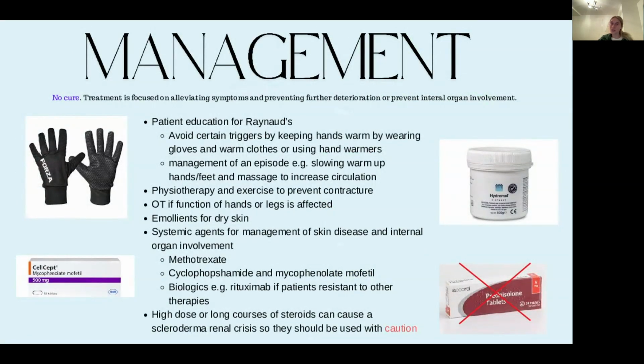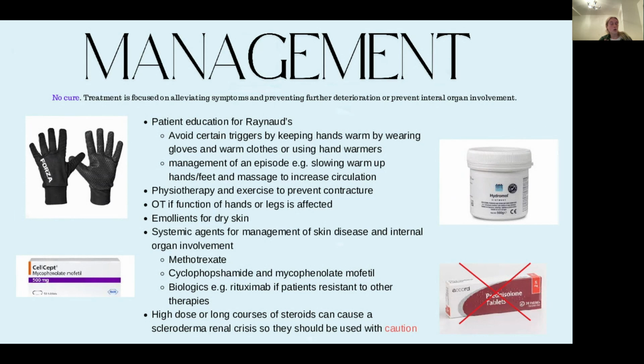Management-wise, there's no cure for systemic sclerosis. Treatment is focused on alleviating the symptoms that patients feel and then preventing any further deterioration in internal organ involvement or preventing it altogether. So some things that you can suggest for patients is education around Raynaud's, so avoiding certain triggers, so keeping your hands warm by using gloves or hand warmers, and then managing an episode of Raynaud's, so teaching patients to slowly warm up their hands and feet, and they can do massages to increase circulation.